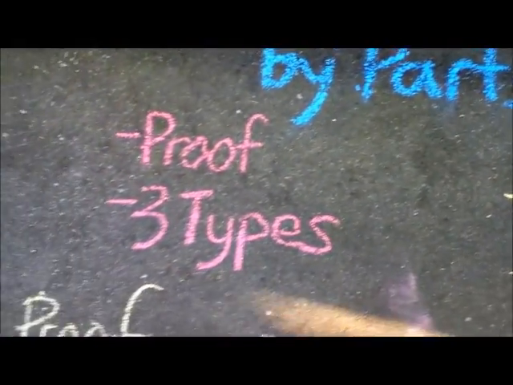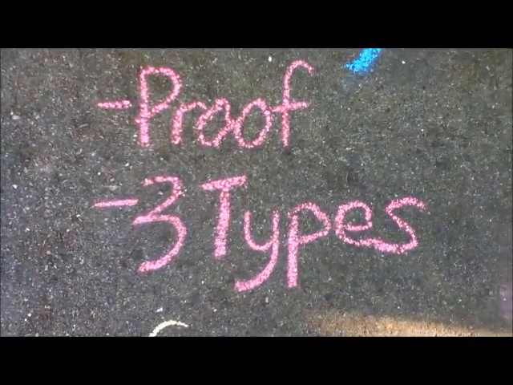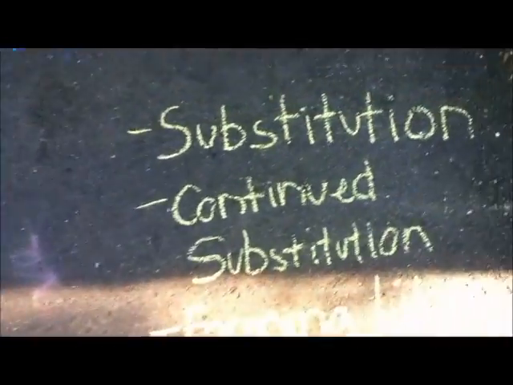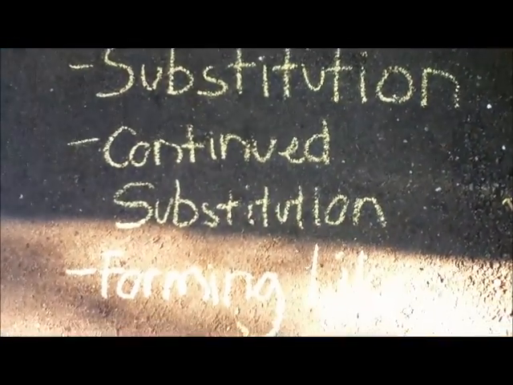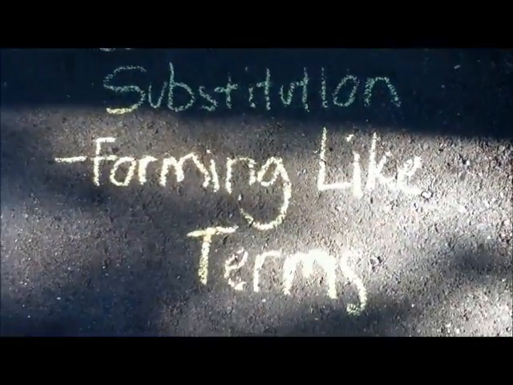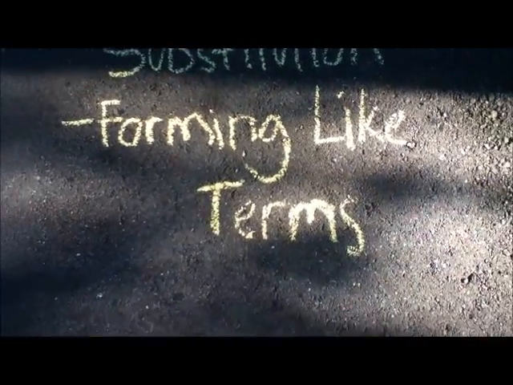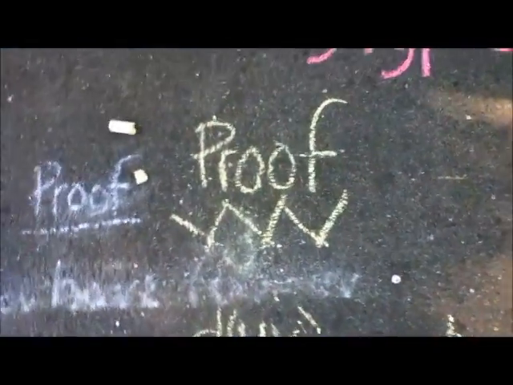Now in this video we will be going over the proof of this and the three different types. The types are substitution, continued substitution, and forming like terms. Now over here we have the proof of this.